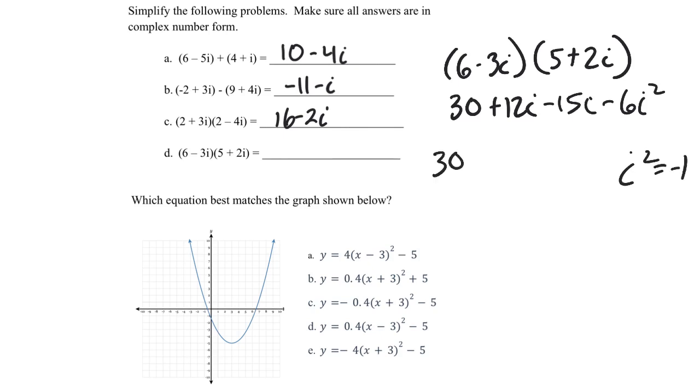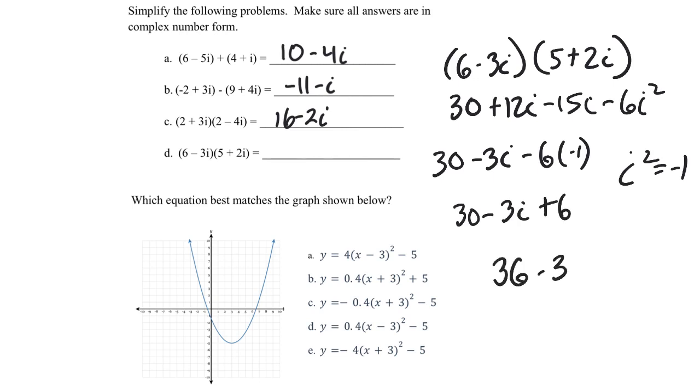So I'm going to combine like terms. I have 30, and then 12i minus 15i is going to give me negative 3i. And I have minus 6 times negative 1, which is just going to change the sign of the 6. So I have 30 minus 3i plus 6. 30 plus 6 is 36. And I bring down my minus 3i. Again, you could have typed all that in on the calculator and it would have given you the correct answer.